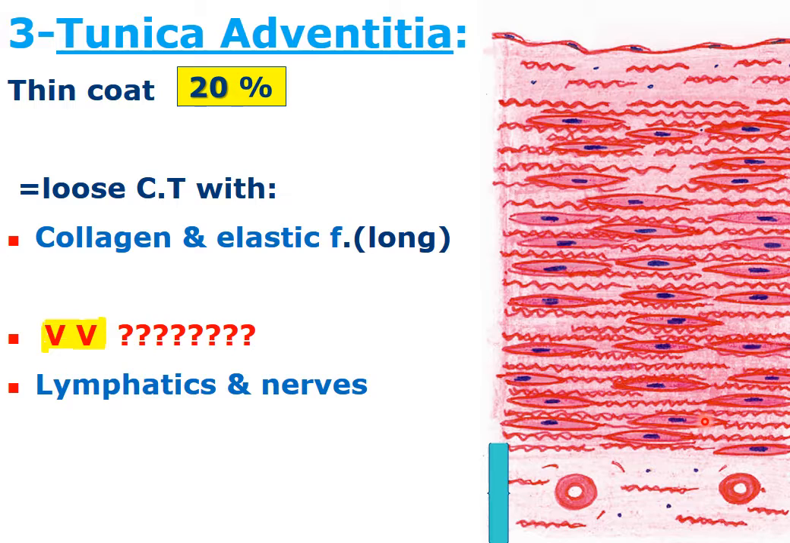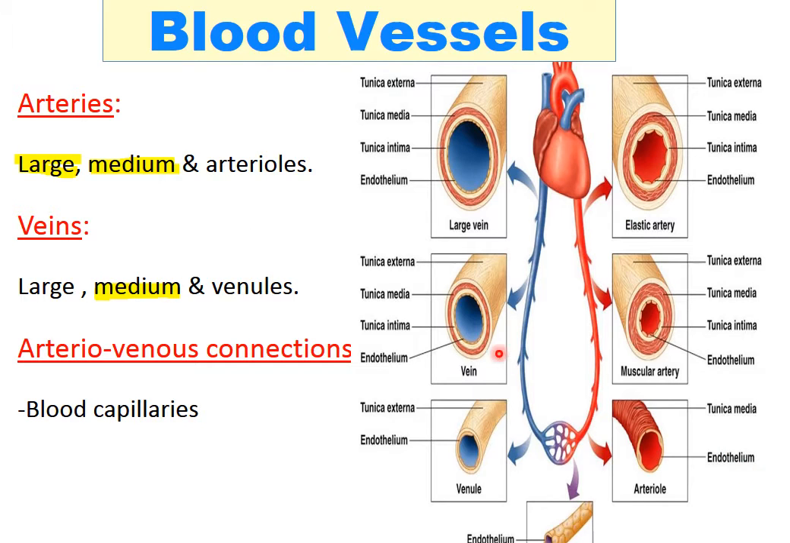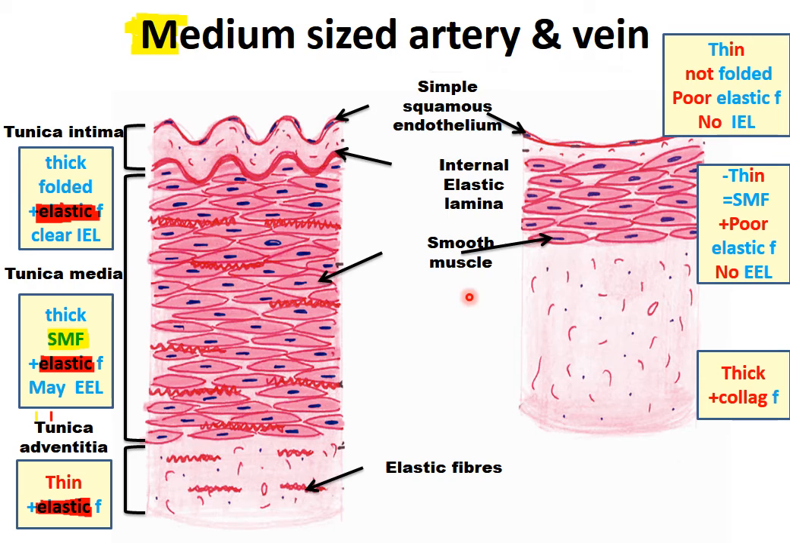Tunica Adventitia is just connective tissue, about 20%. It is the outer layer, a thin coat, containing collagen, elastic fibers, vasa vasorum, and some lymphatics and nerves, as we have described. By this, we have finished the large elastic artery, and now you will have the description of the medium-sized artery, but I will give it in the form of a comparison with the medium-sized vein.